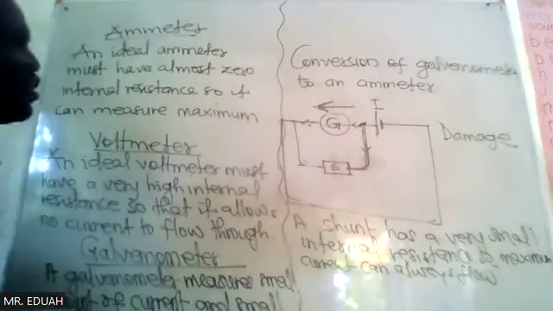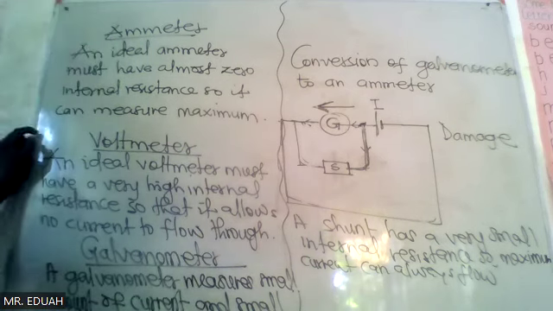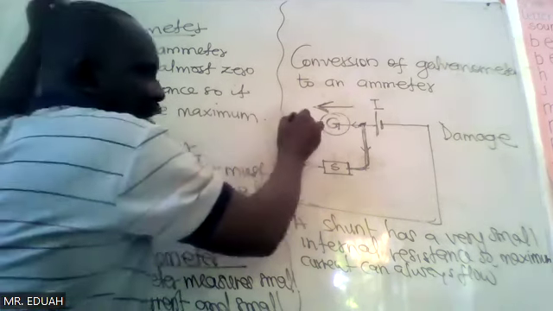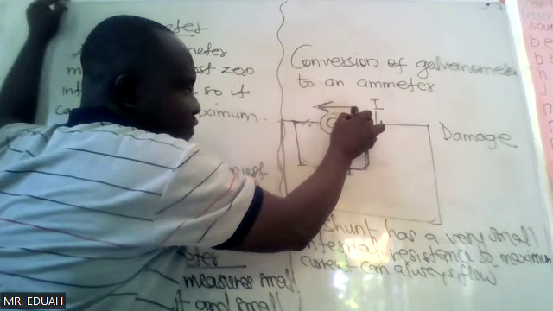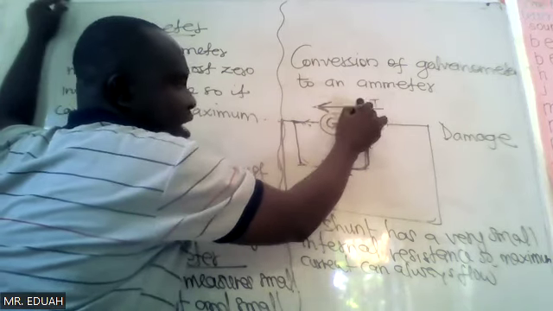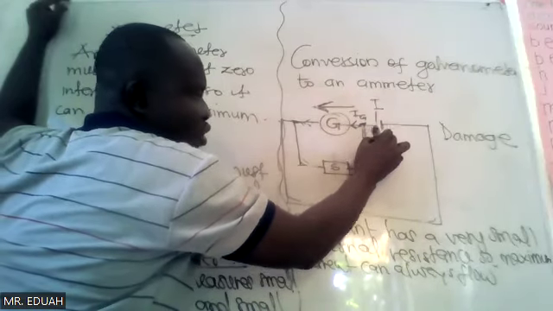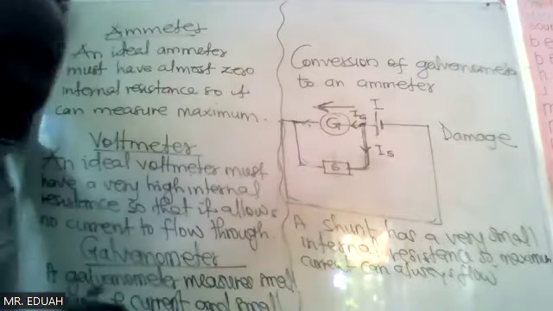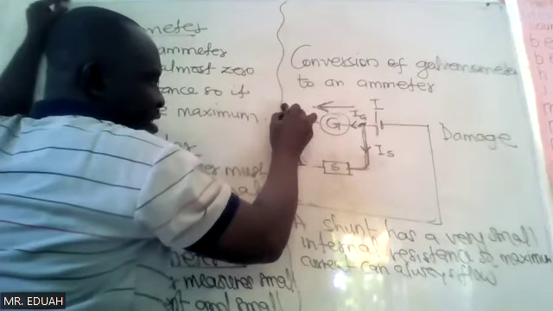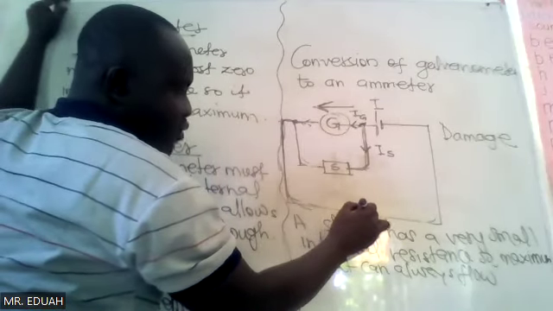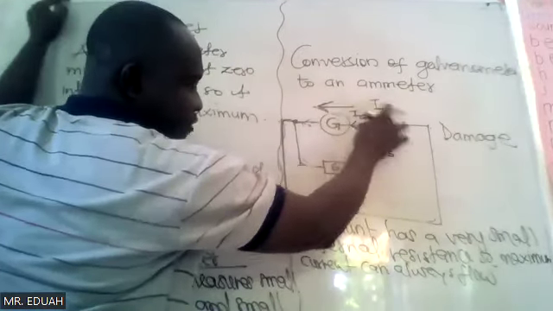So to convert a galvanometer to an ammeter, you connect a shunt, which is a device with a very small internal resistance, parallel to the galvanometer. And small amounts of current will pass through this. So current going through the galvanometer, IG, and then current going through the shunt, IS. Now, when the two get to this point, they all reunite. And what is coming to this end is the total current, okay, flowing through.